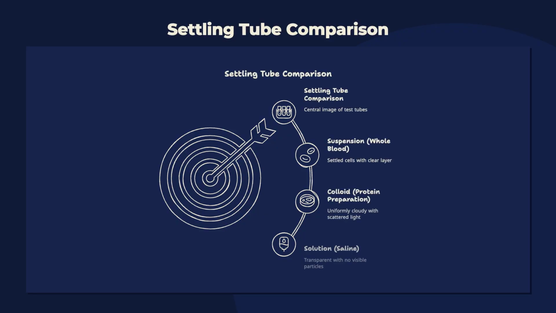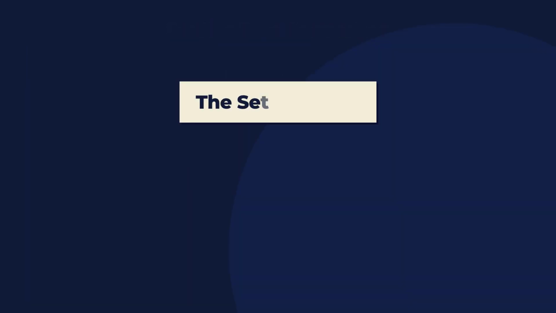Picture 3 tubes side by side. The solution stays perfectly clear because its particles are too small to ever settle. The colloid stays uniformly cloudy because larger particles scatter light but still don't settle. The suspension separates because its particles are large and heavy enough for gravity to pull them down.